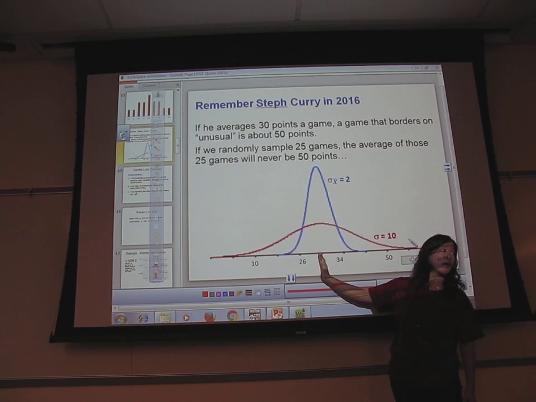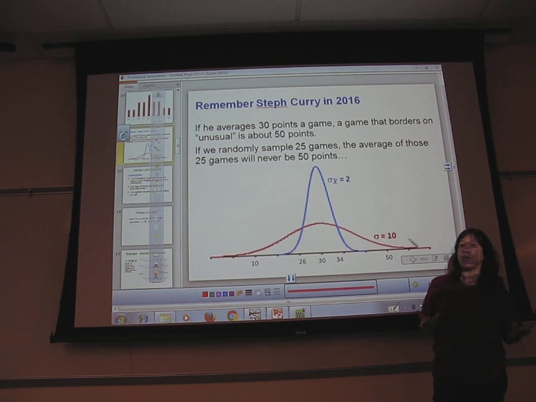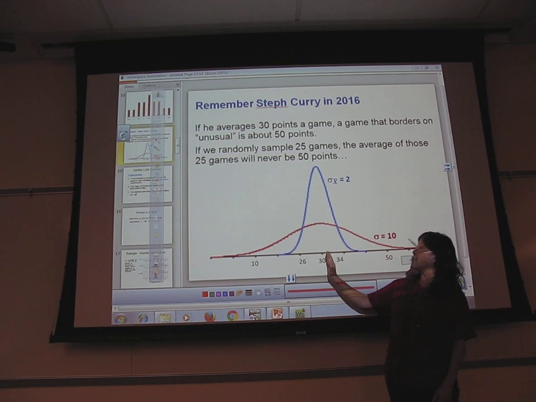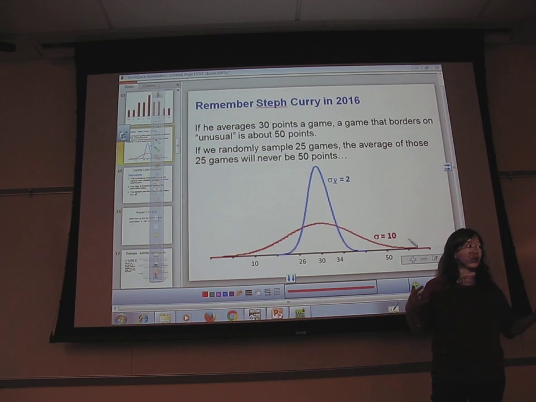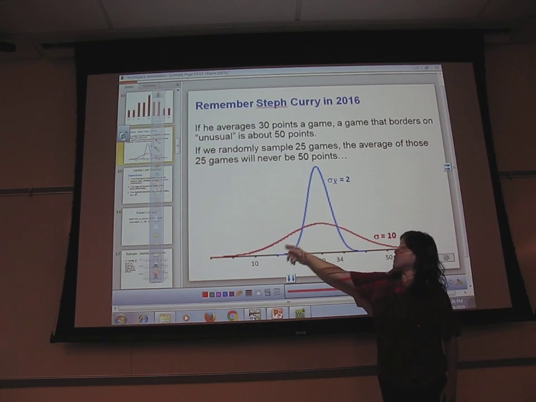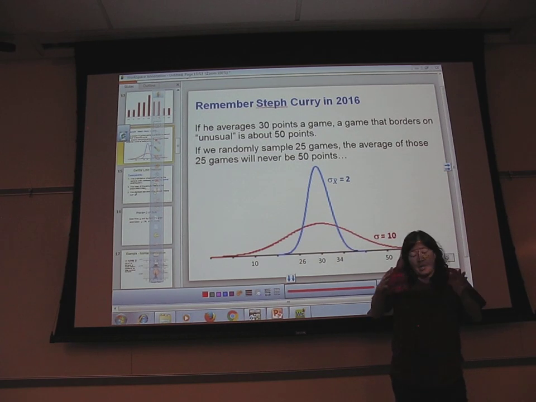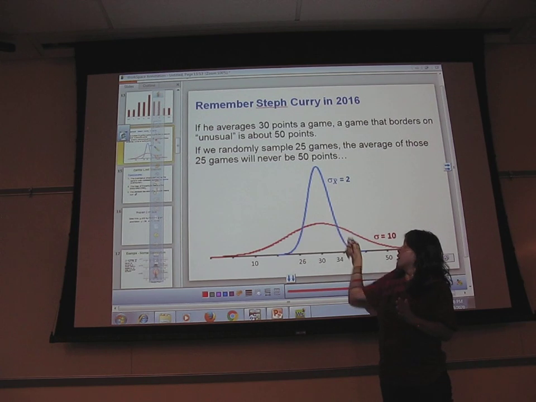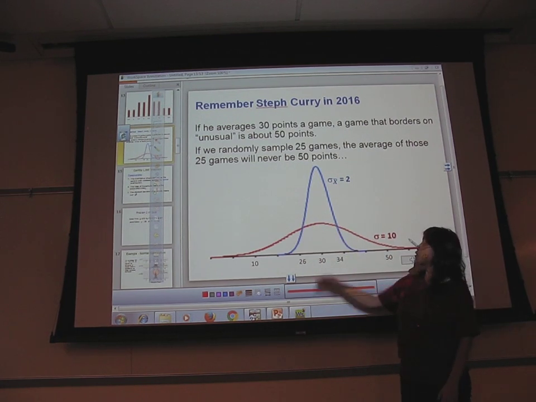You guys remember that? We talked about how the mean and standard deviation are the two things you need to know about a normal distribution. One is the mean, where it's centered. They're both centered at the same spot, but the standard deviation, the shape is different. One game, it's a really wide spread out shape, and the average of 25 games is this really tight, tiny curve here, because it's all going to be right in this range.